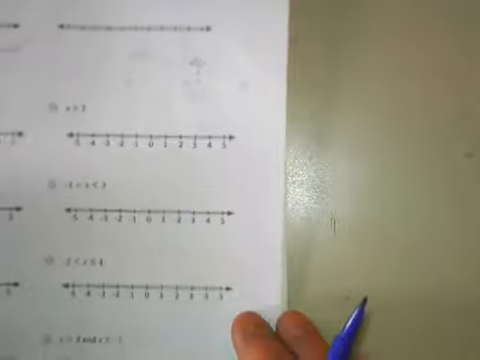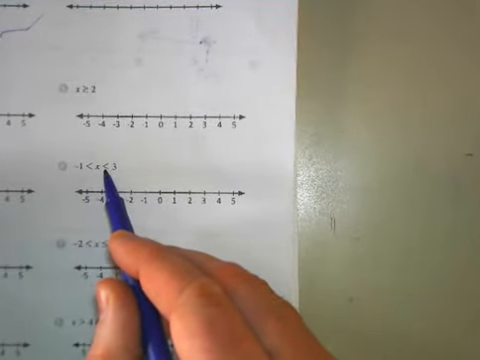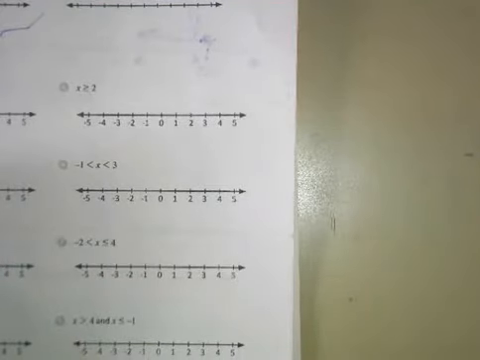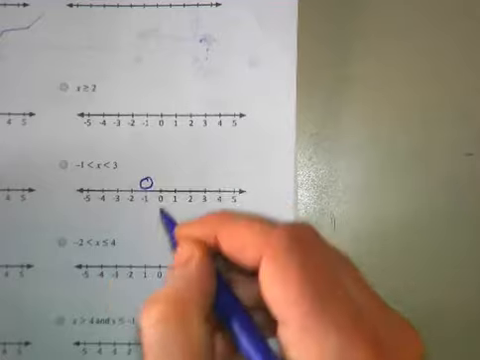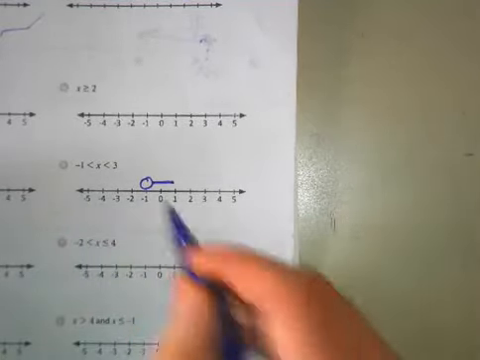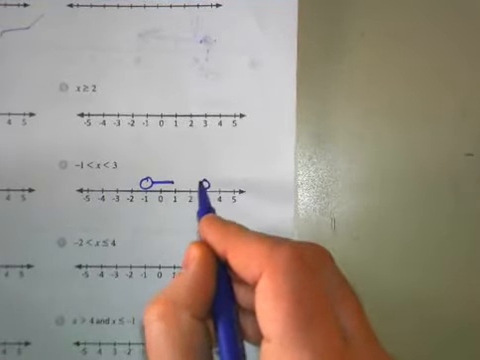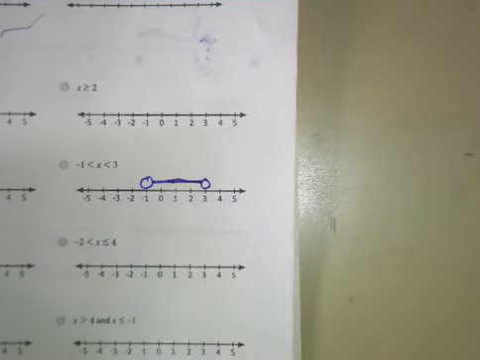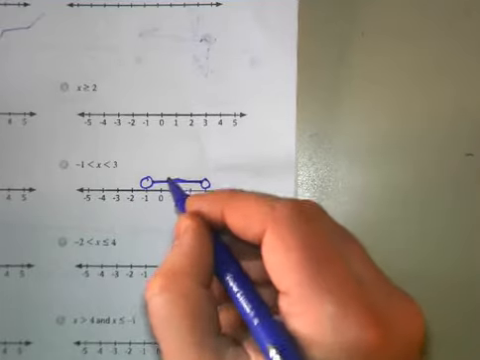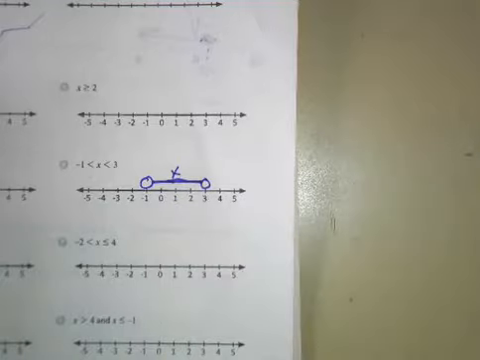look at D here. You have negative 1 is less than x, and x is less than 3. So there's going to be two lines. First, go to negative 1, and x is bigger than negative 1, so your line's going to go this way. And x is less than 3, so you're going to go to 3. You're just going to connect those two lines right there. And that's all you have to do to find where x is. X is going to be bigger than negative 1 and less than 3.